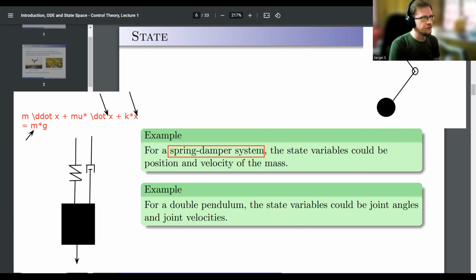What are joint angles? Well, for example, a joint angle can be this angle here and this angle here. Those are joint angles. And joint velocities are just how fast those angles change. So this would be the state variables for a double pendulum. You can see that it is more or less just what you need to, again, solve the differential equation forward.